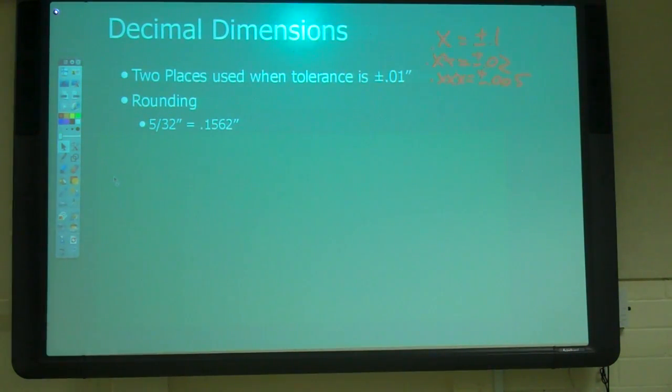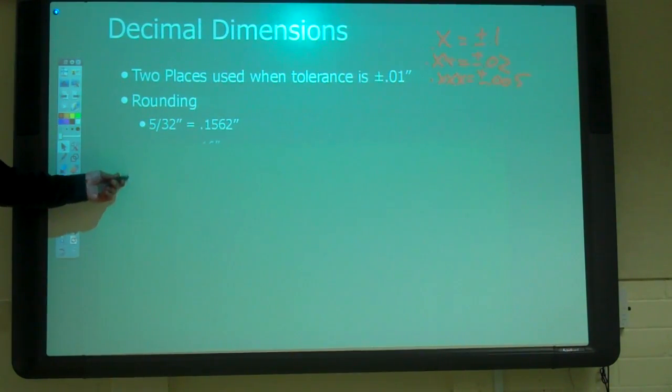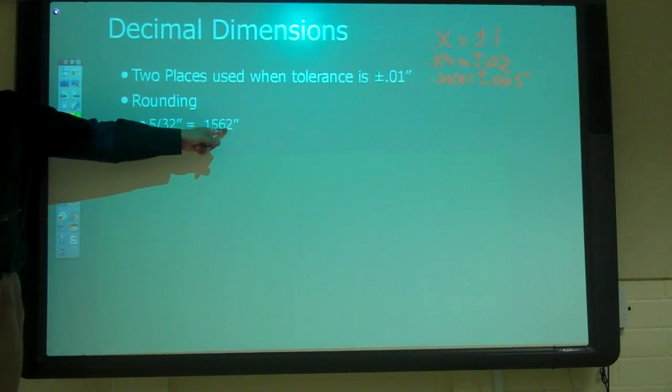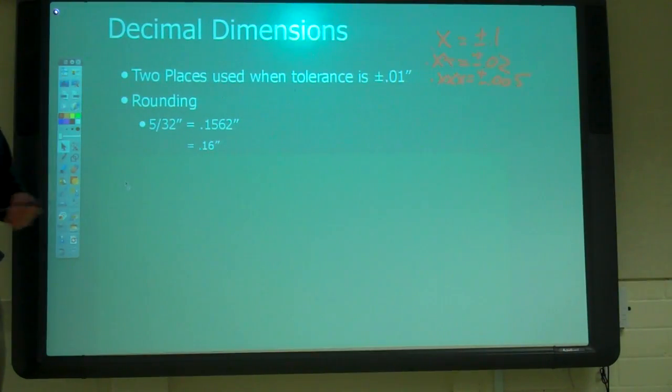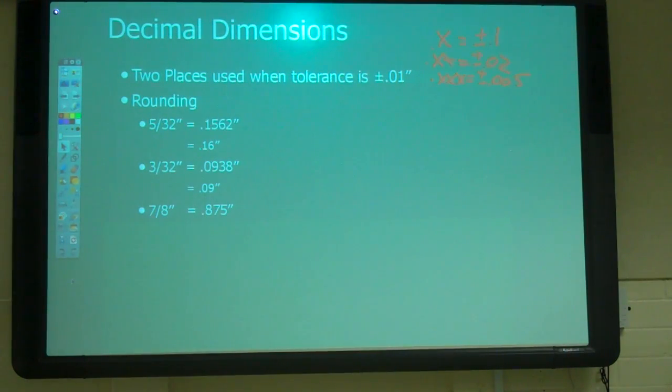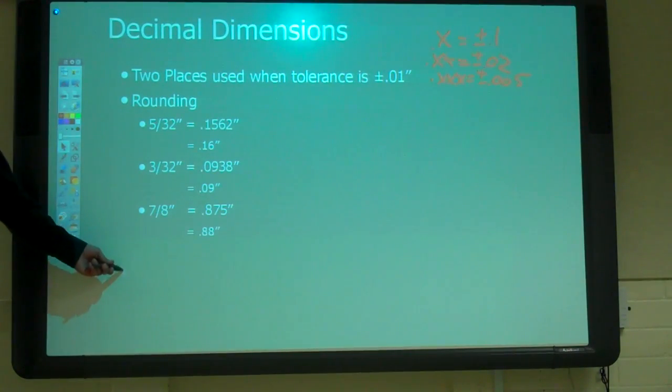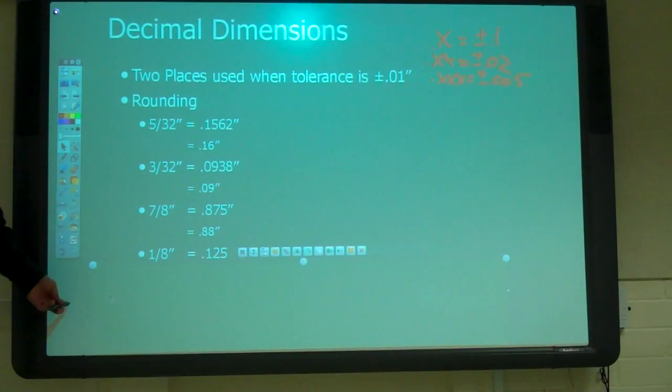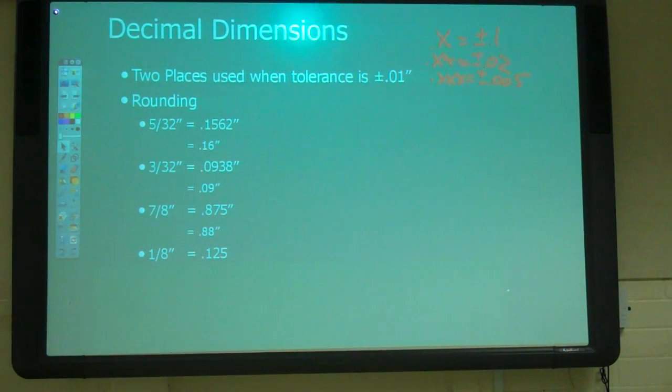So 5/32 is 0.1562. If I round it to two places, what does it become? 0.16, right? Over 5, that one goes up, right? What about that? 0.09. What about that? 0.88. Oh, that's going pretty good. What about that? No. 0.12.